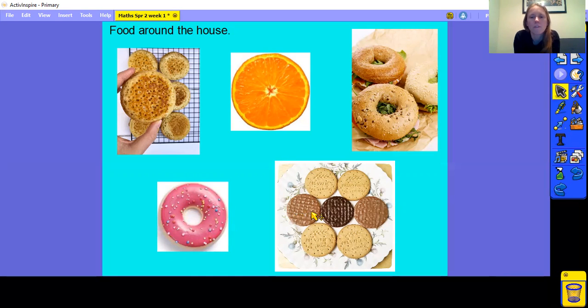Here are lots of biscuits. The biscuits all have one curved side that goes all the way around. They are all circles.